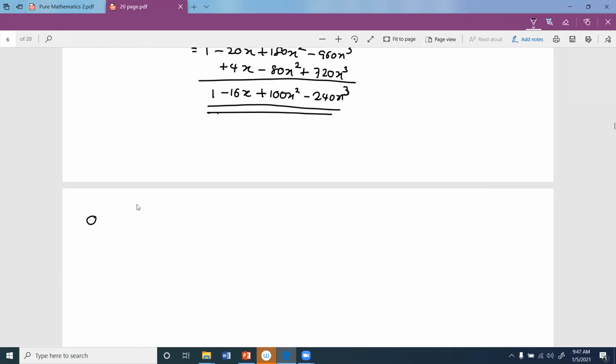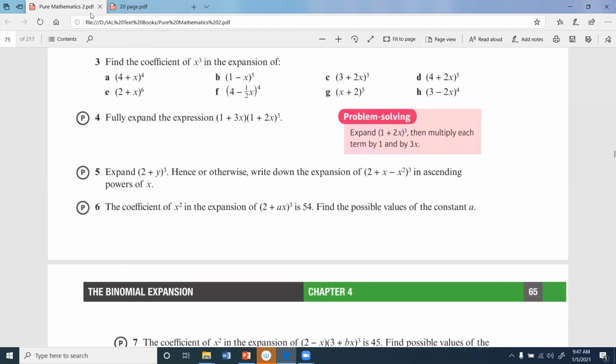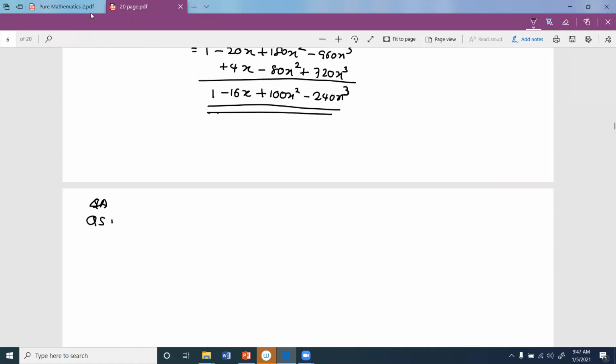That is question number 5. I'm referring to exercise 4a. Okay, so the initial step is (2 + y) to the power 3, right? So just write (2 + y) to the power 3.